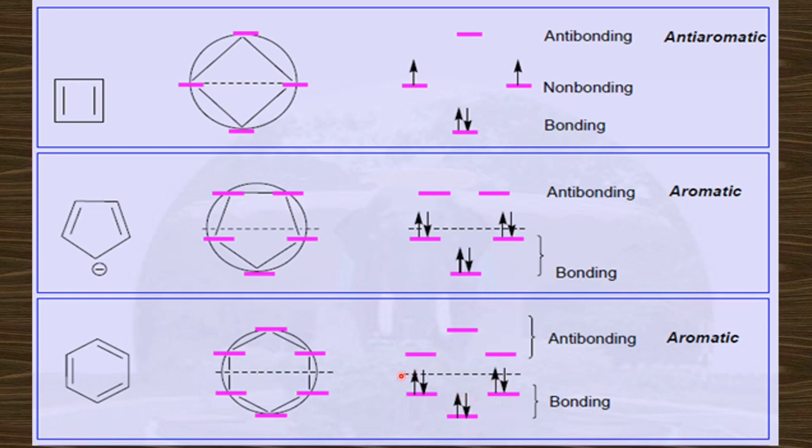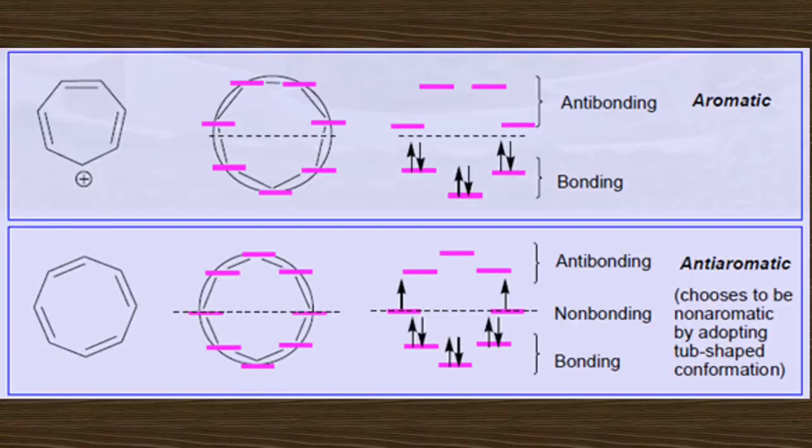Therefore, all the bonding molecular orbitals are completely filled, and there is no electron in the anti-bonding level. That is why this system is also extraordinarily stable, and hence we call it aromatic. We shall apply the Frost procedure for these two systems now.